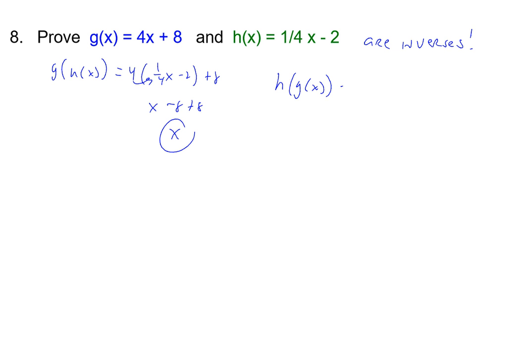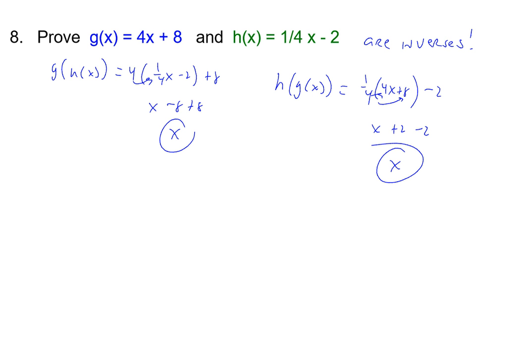So now we have to do it the other way. So now I'm going to take h, and where the variable is, I'm going to put in g. 1/4 times 4 is 1, you get x. 1/4 times 8 is a positive 2, and sure enough, you get x both times, and they are inverses.